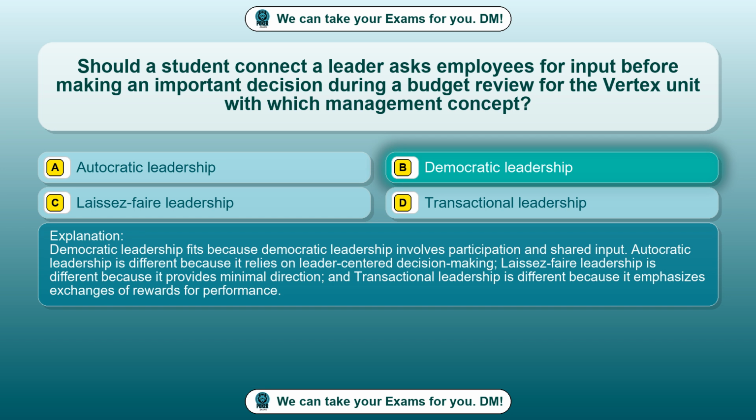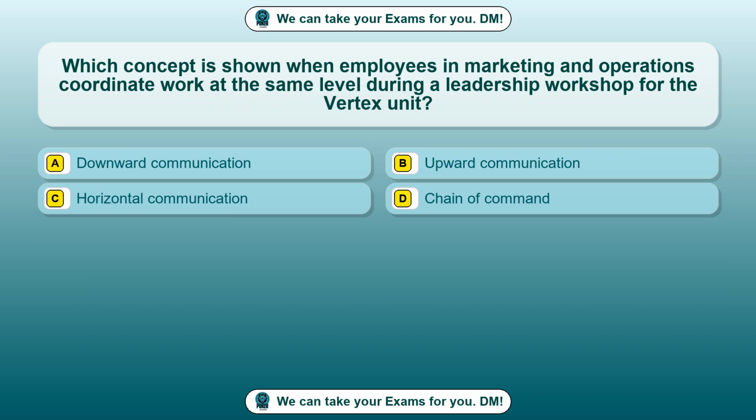Autocratic leadership is different because it relies on leader-centered decision-making. Laissez-faire leadership is different because it provides minimal direction, and transactional leadership is different because it emphasizes exchanges of rewards for performance. Question 42. Which concept is shown when employees in marketing and operations coordinate work at the same level during a leadership workshop for the Vertex unit?